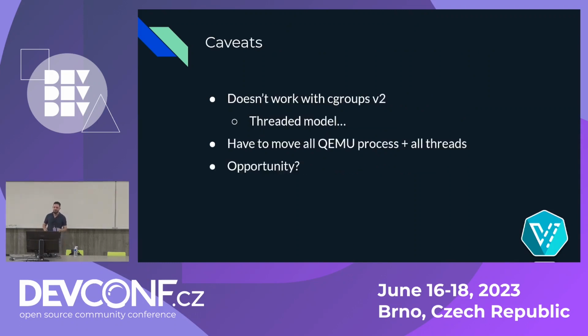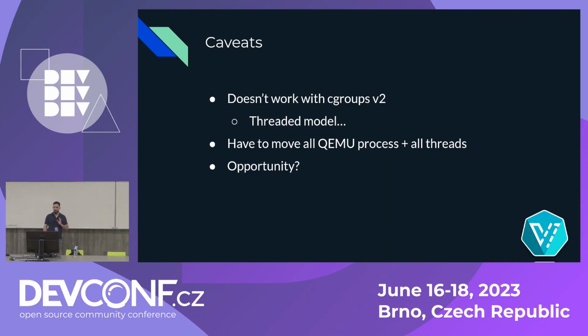But this doesn't work with Cgroups v2. With Cgroups v1, that's entirely possible. With v2, that's a problem because of the threaded model that I was mentioning. Basically, all of the threads need to live under their process subtree. But the QEMU process is in a compute container. We're moving some threads into a sibling container, and that's illegal with Cgroup v2. So that forces us to move all of the QEMU process with all of its threads into another Cgroup.